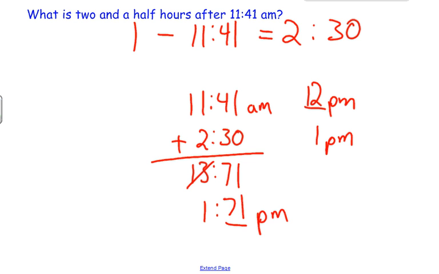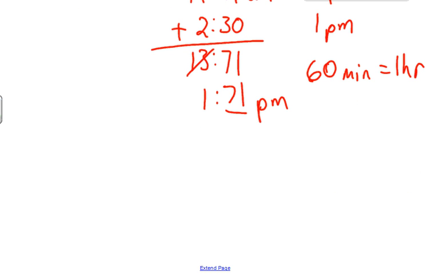But we still have 71 minutes here, which of course is not a part of an hour. We know that 60 minutes equals 1 hour. So if we were to take 60 from our 71 and turn it into an hour, we're going to add an hour onto our 1, so it's going to make that 2 o'clock. And after we subtract our 60 minutes, since we took that 60 minutes and put it into the hours, we're going to be left with 11 minutes. And so our answer is going to be 2:11 p.m.